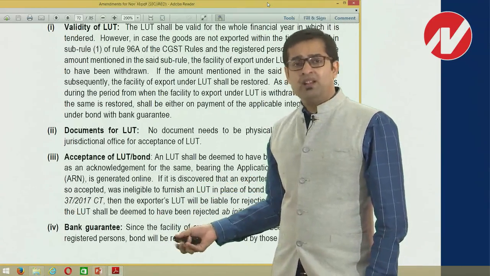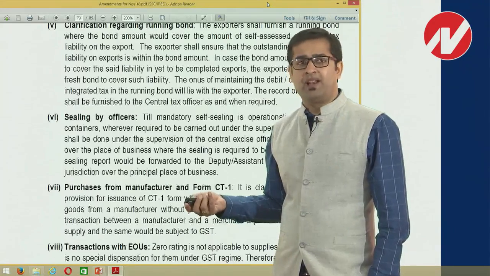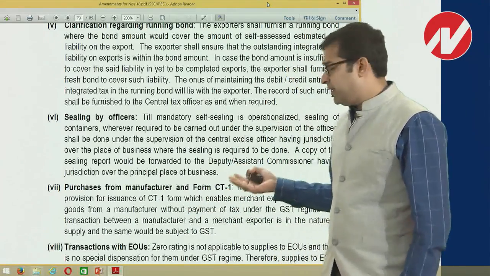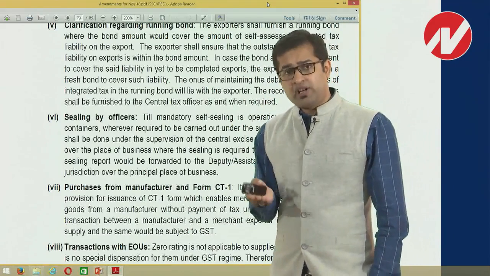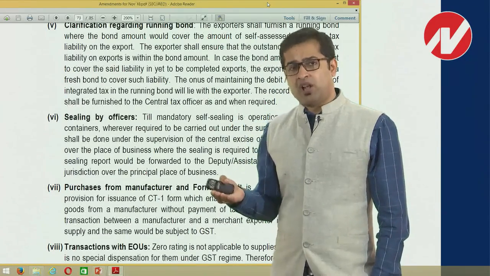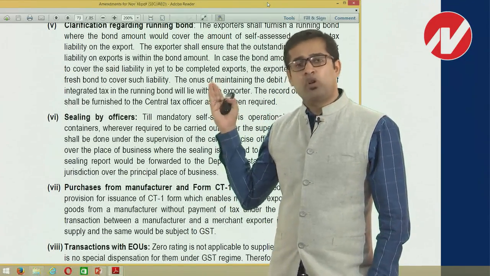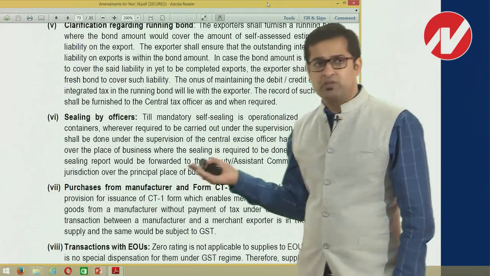Then we say bank guarantee. Bond requires bank guarantee, as I have already communicated. LUT में कोई bank guarantee furnish करने की जरूरत नहीं है. Then there is clarifications with regard to running bond account, which I was saying कि generally हर export transaction के लिए आपको अलग bond sign करना पड़ता है, but अगर आप special approval मांगोगे तो आपको running bond account maintain करने का permission मिल जाएगा, that is permissible.